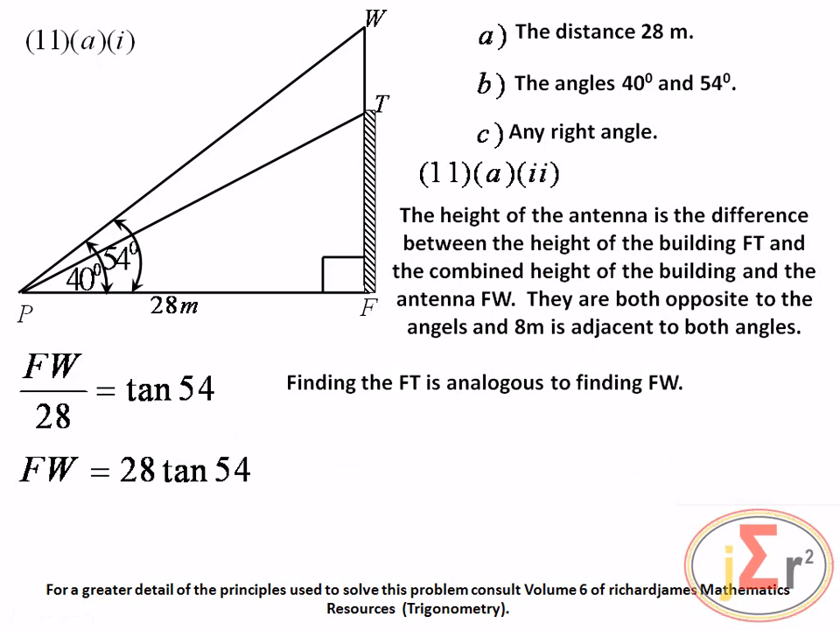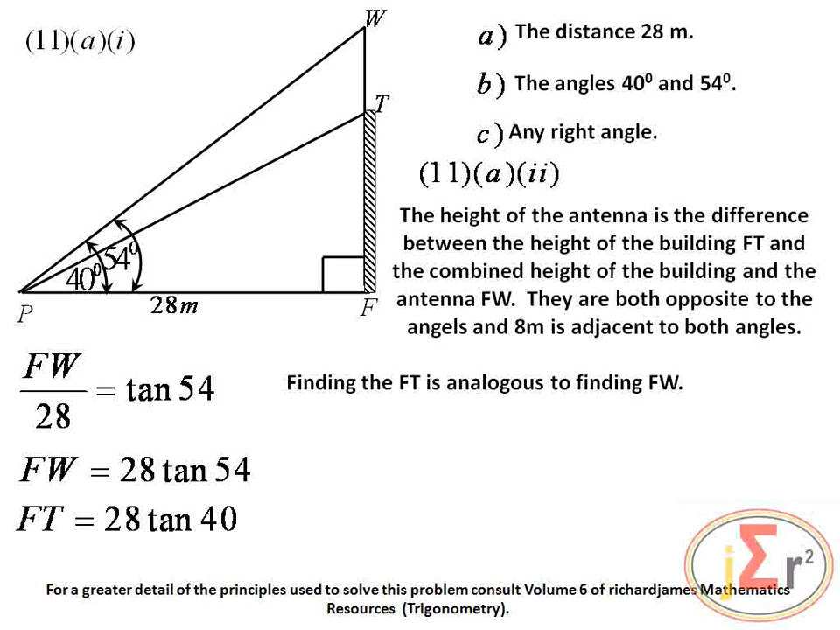So now we will find TF, which is what? TF is the height of the tower alone. And of course, it is analogous to the one that we have just found. So we need not go through the entire process. So we know that FT or TF, FT is equal to 28 tan 40. That is what it's going to turn out to be, because the two calculations are analogous to each other.